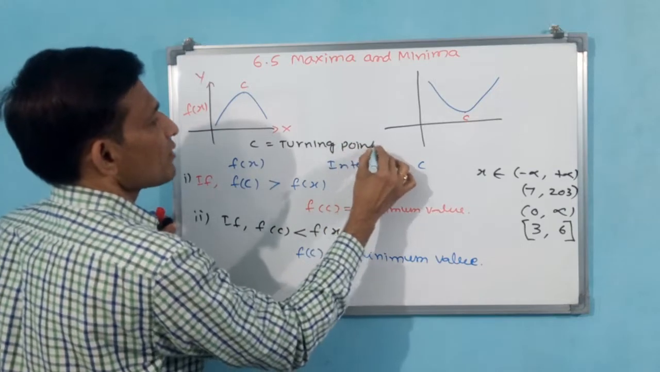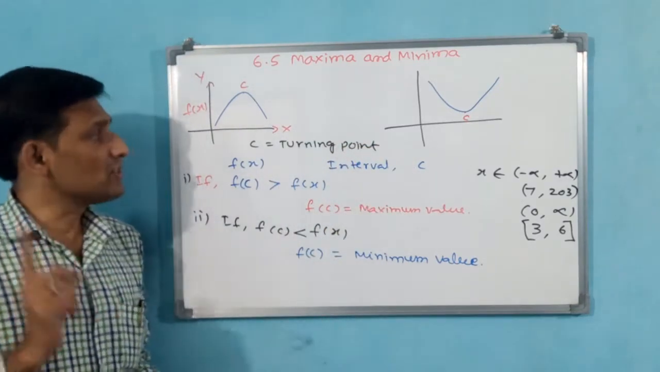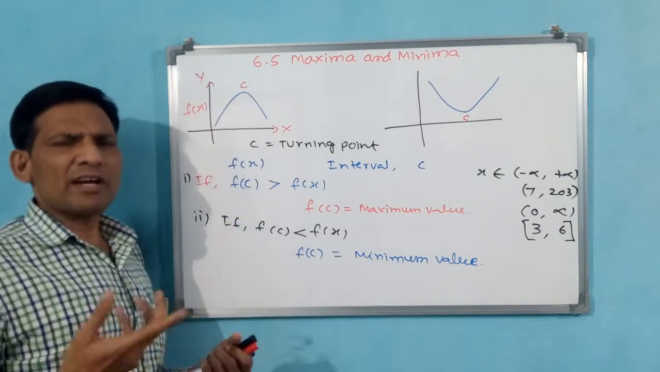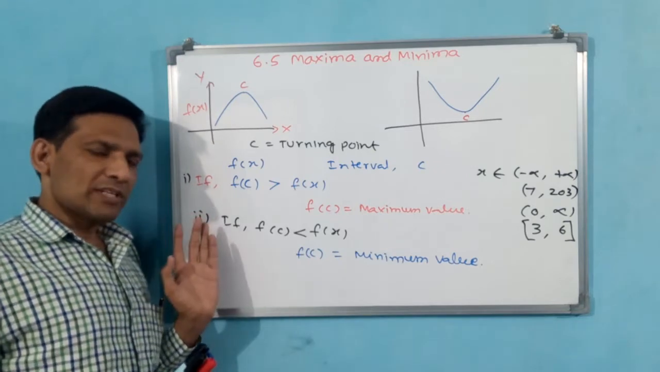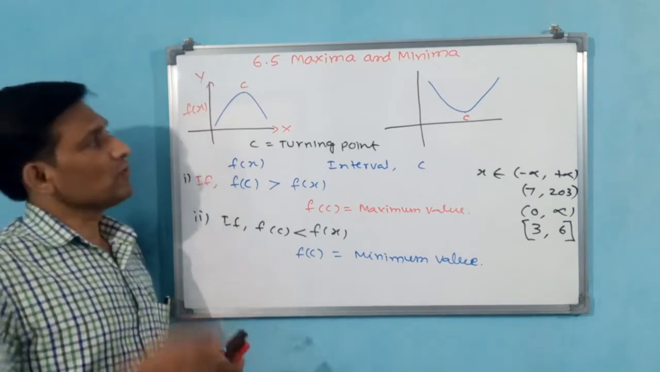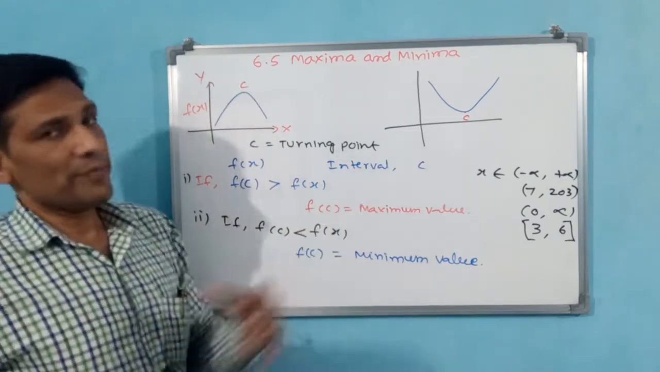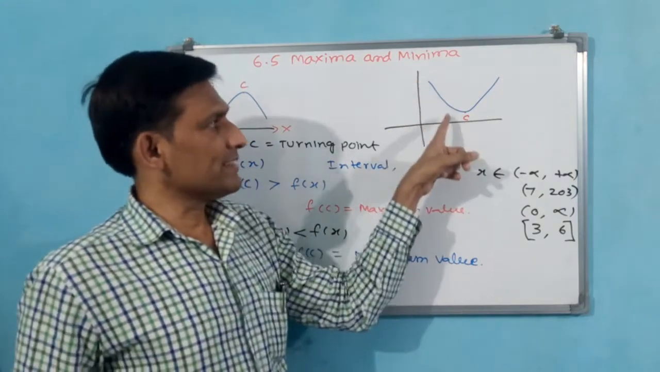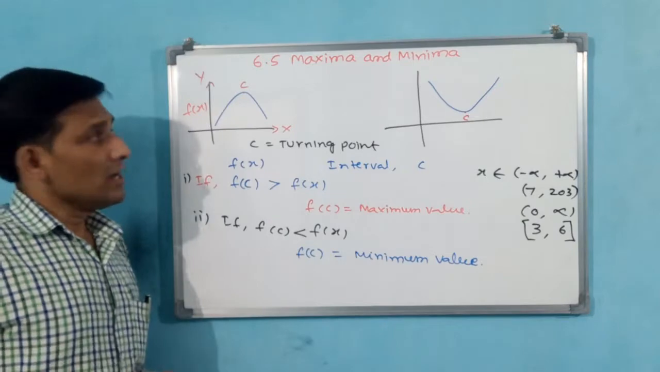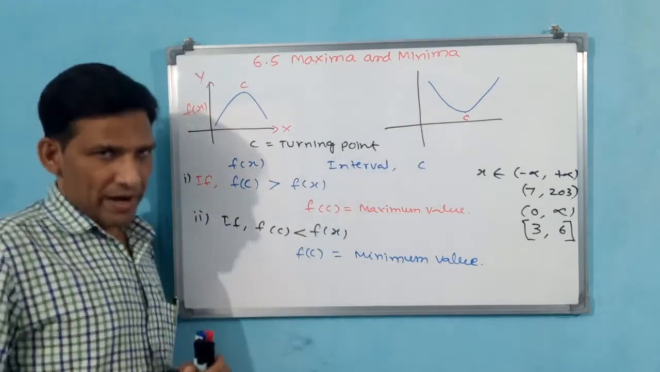This turning point concept is very important for understanding. Please keep in your mind, turning point. C is a turning point. What is a turning point? Before C, if increasing is there, after that decreasing will come. You see, increasing has come, after that decreasing has come. Here, if you see, before C decreasing, after C increasing value. That is why the point C we can call a turning point.